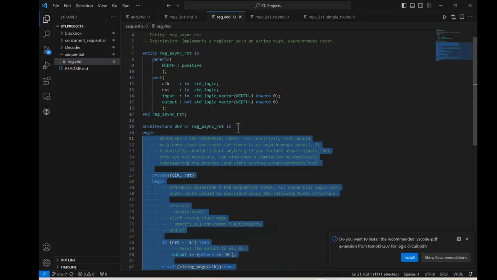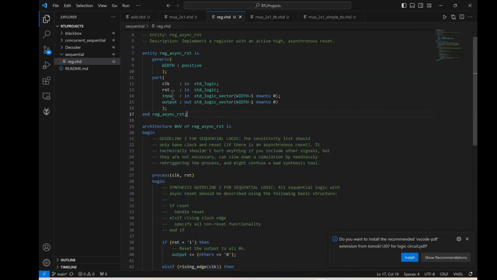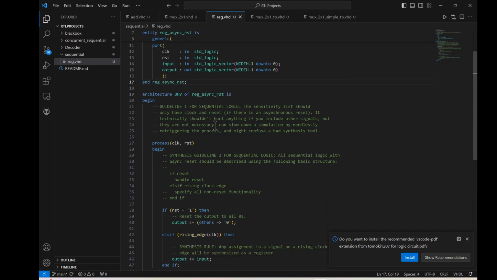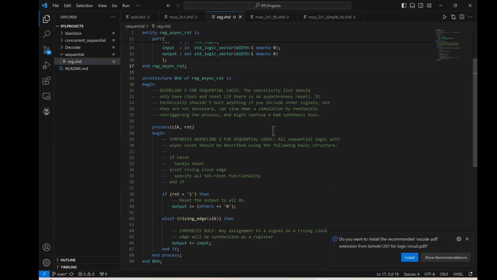In this example, we're doing a register, simple enough. It's going to have a clock and a reset, and then we're just going to essentially set the output to the input. Now, if we come down here, similar to how there are synthesis coding guidelines for combinational logic to make a good synthesizable circuit, there are separate and different guidelines for the sequential logic.